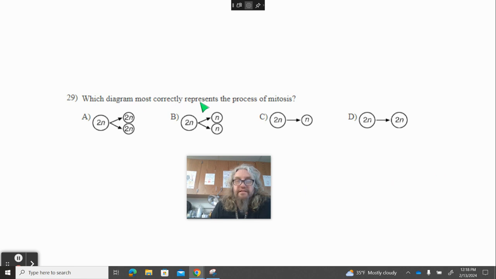Which diagram most correctly represents the process of mitosis? Is it A, B, C, or D?